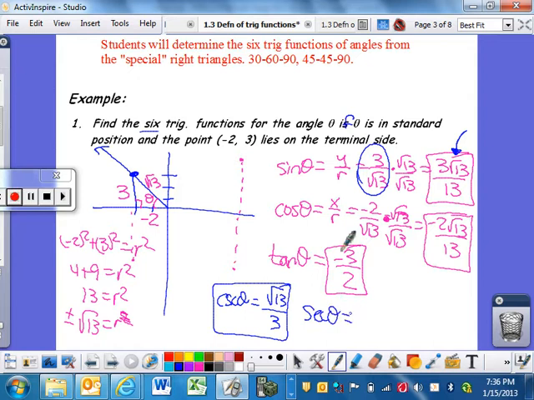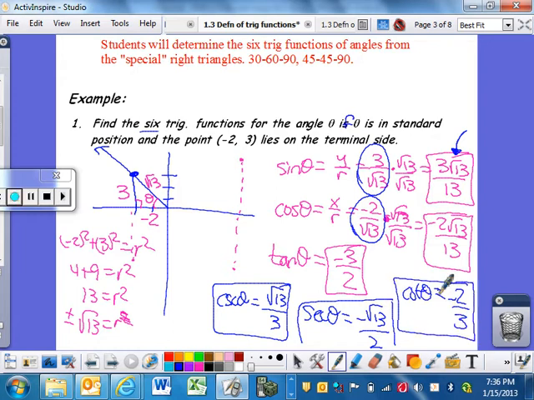Secant theta, I know relates to cosine, so I'm going to do the same idea. I'm going to go in here and take my original setup. And so I know it's negative root 13 over 2. And then cotangent theta, I just flip tangent, so it's negative 2/3. And those become your 6 trig functions given this original coordinate point being on the terminal side.